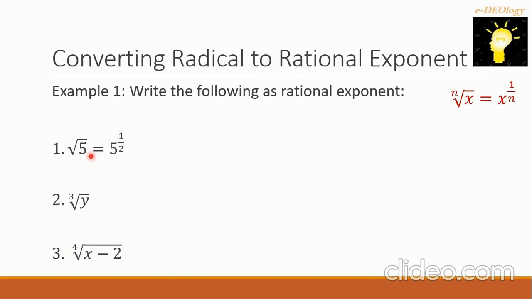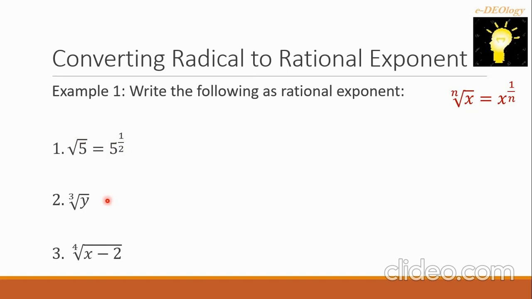The square root of 5 becomes 5 raised to the exponent 1 over 2. So we simply write the radicand as the base, and then in the exponent we write the number 1 over the denominator. We will simply copy the index of our radical. In this case, there is no number, and if there is no number, it is understood to be 2. So the square root of 5 has an index of 2, and we use that 2 as the denominator. So the final answer here is 5 raised to 1 over 2.